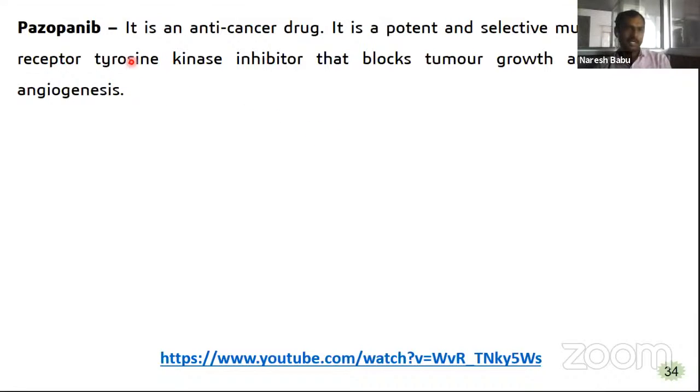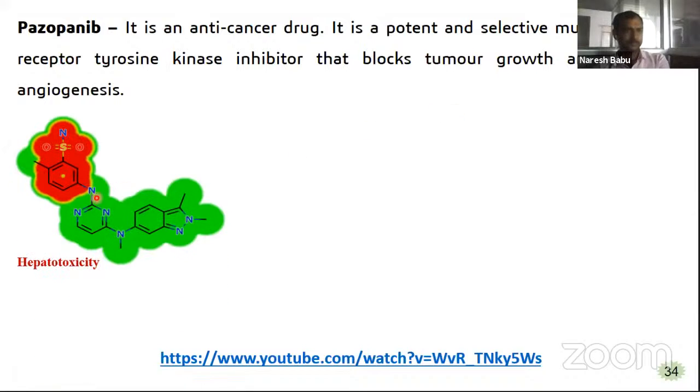For example, I took a drug, pazopanib. It is an anti-cancer drug. It is a potent and selective multi-targeted receptor tyrosine kinase inhibitor, and it blocks tumor growth and also inhibits angiogenesis. If you observe the structure of pazopanib, the part indicated in red completely produces the hepatotoxicity. So this part is responsible for the hepatotoxicity of the compound.